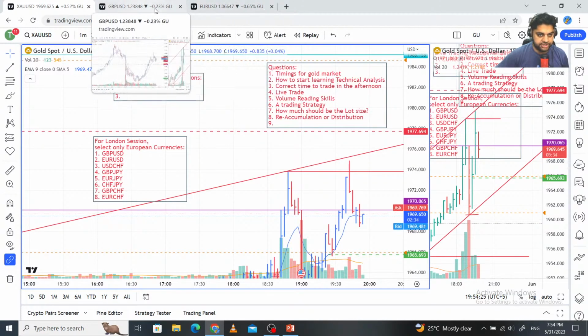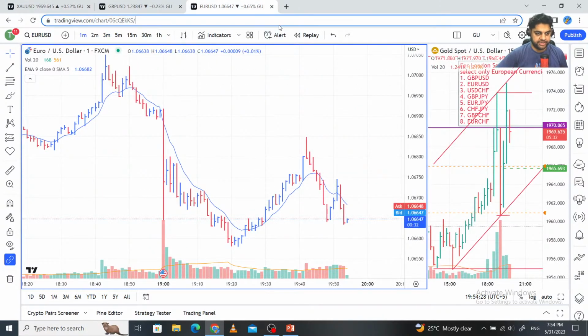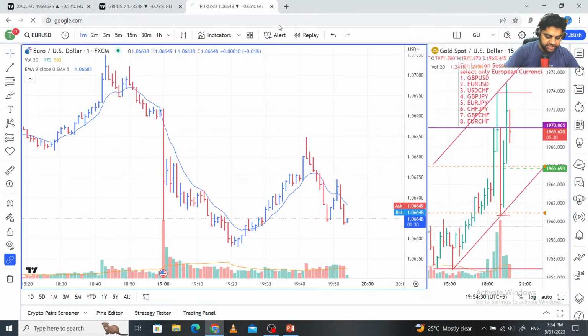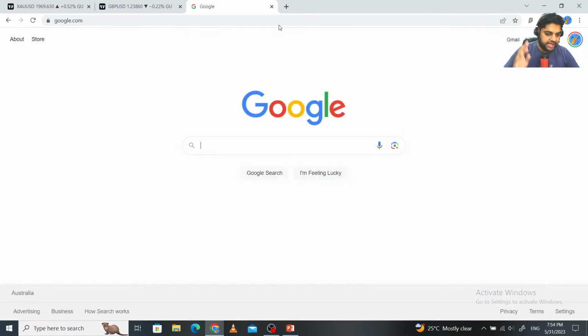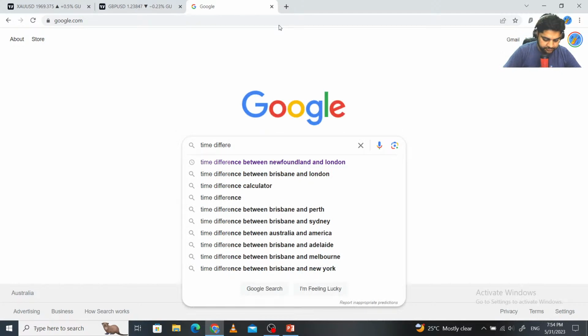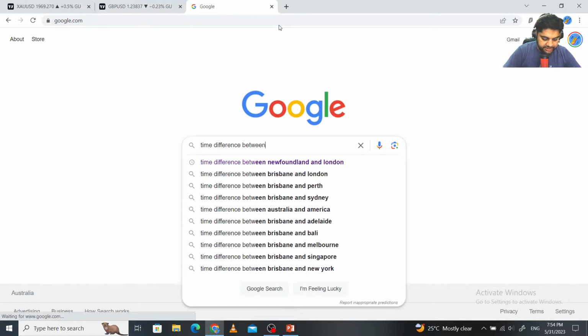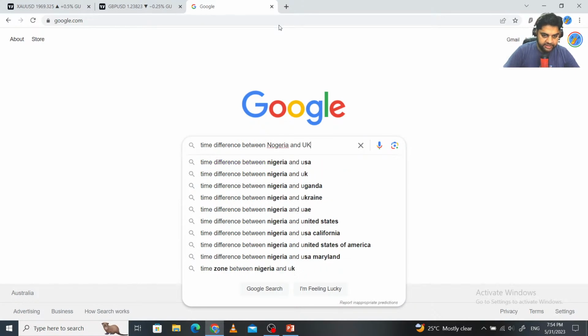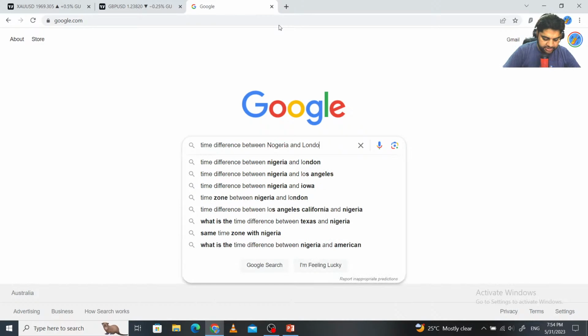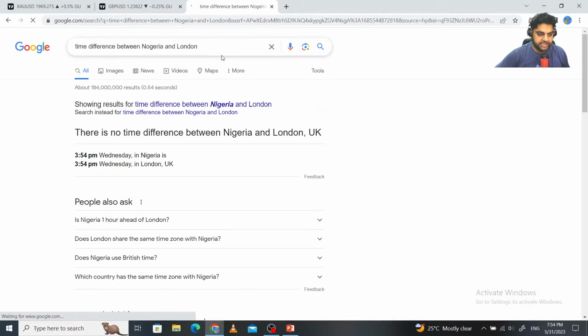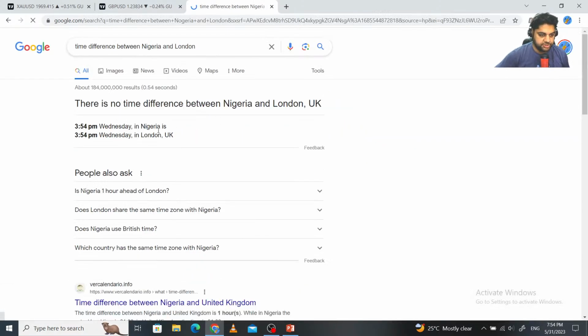We can also search that. Let's do a little bit of a Google search, and we will know the difference. So, time difference between Nigeria and UK. London, let me write down London. Nigeria and London. There is no time difference between Nigeria and London. That means you have the same time.